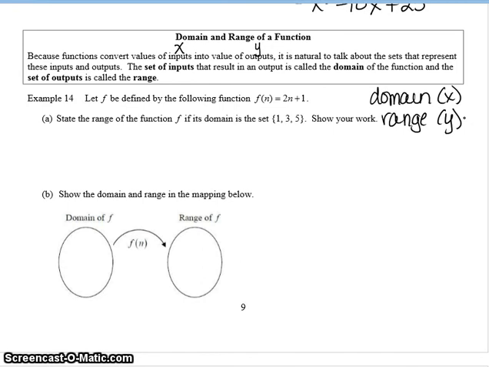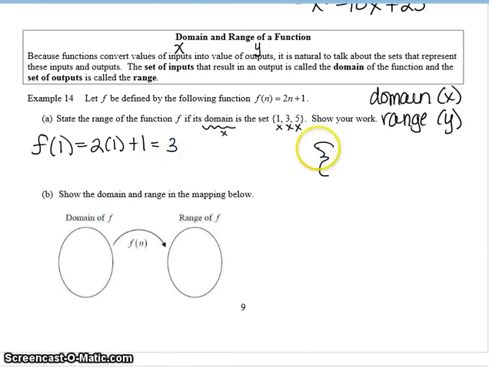So it says state the range of the function f if its domain is the set 1, 3, and 5. So now remember, they just said domain. Domain means the x's. So that's telling us let x equal 1, let x equal 3, let x equal 5. So we're going to go to the function, and we're going to find f of 1, because that's what it wants us to do first. So you go to that function, and you're going to do 2 times 1 plus 1, and that results in a 3.